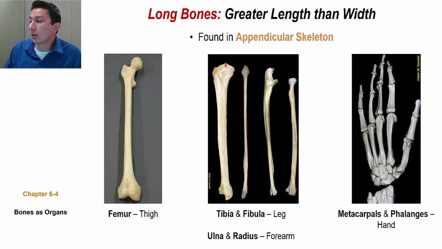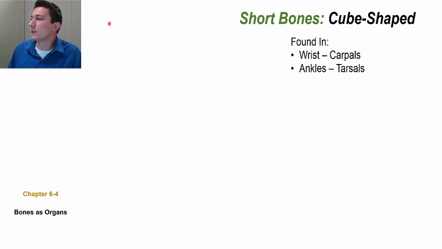And the bones of the hand, or at least most of the bones associated with the hand, are long bones as well. So the metacarpals are the bones that make up the region underneath the palm of our hand, and the phalanges are long bones associated with the digits or the fingers of the hand. And so those are the long bones.